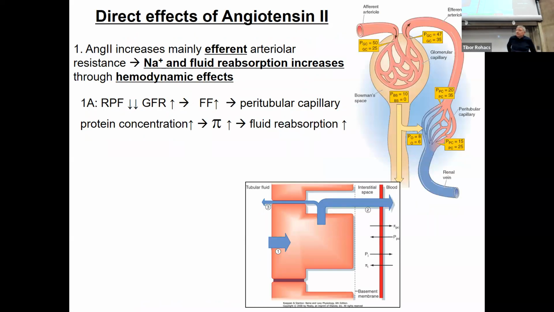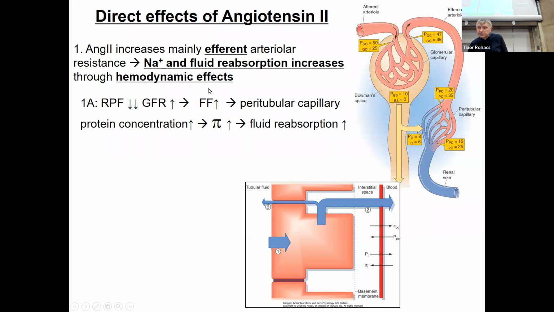Now, if we go back to the effects of angiotensin 2, we discussed in the previous lecture that it's a vasoconstrictor. It mainly constricts the efferent arterioles. It mainly increases the resistance of the efferent arterioles, and it will help sodium and fluid reabsorption by hemodynamic effects. And the way it works is because of the efferent vasoconstriction, the renal plasma flow will go down, but the GFR will go slightly up, or it doesn't change. And the end result will be that the filtration fraction, the fraction of GFR divided by RPF, will increase.